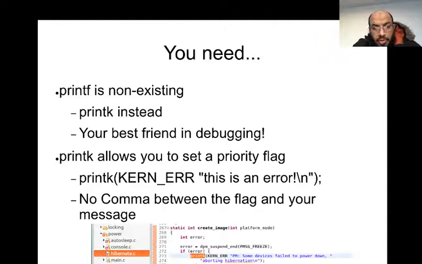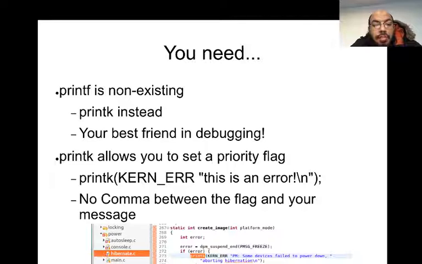Printk allows you to set a priority flag, and kern error, for example, is one priority flag. So printk KERN_ERR is a priority flag, this is an error. And you do not have a comma between the flag and your message, because if you're used to most higher level programming languages, you might have a comma there.